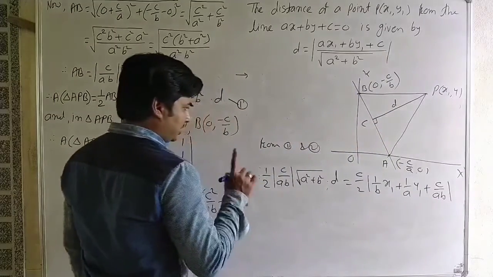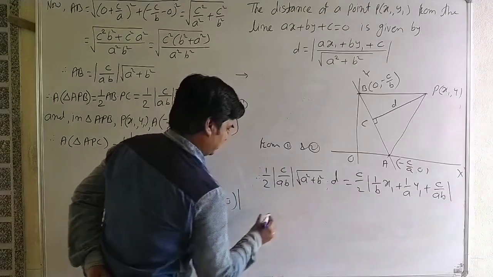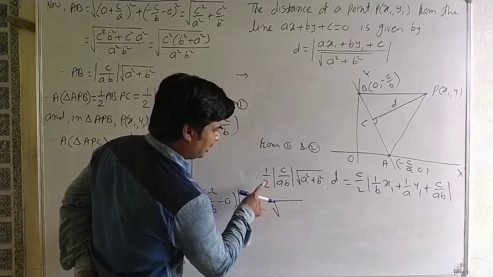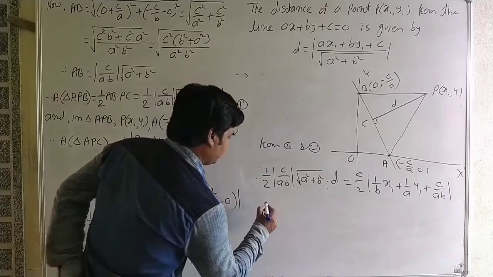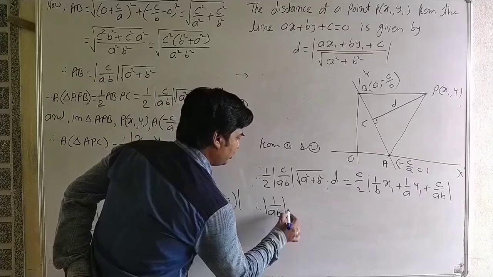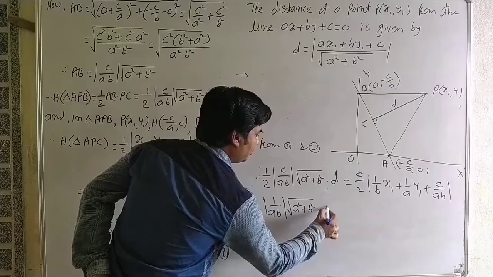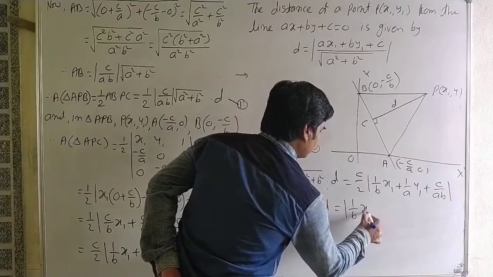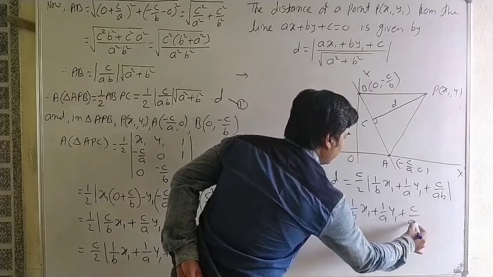Okay. Now here see carefully. Here c by 2 and here c by 2 get cancelled. So we get here under root, only we get cancelled c by 2. Here we get 1 by ab into under root a square plus b square into d, and then c by 2 get cancelled here. 1 by b x1 plus 1 by a y1 plus c by ab.